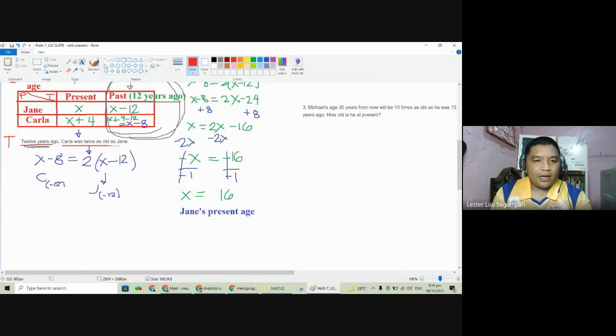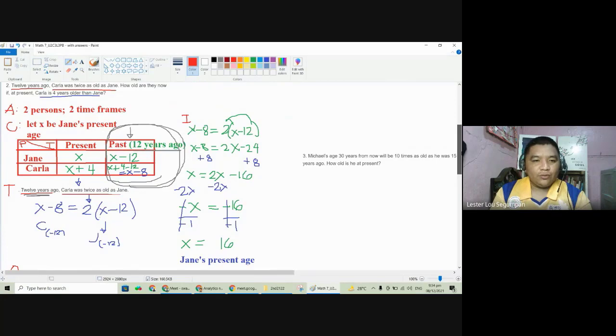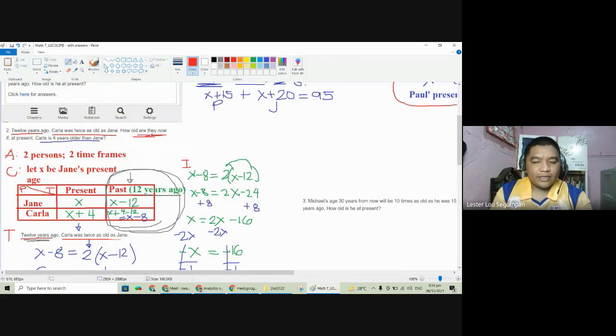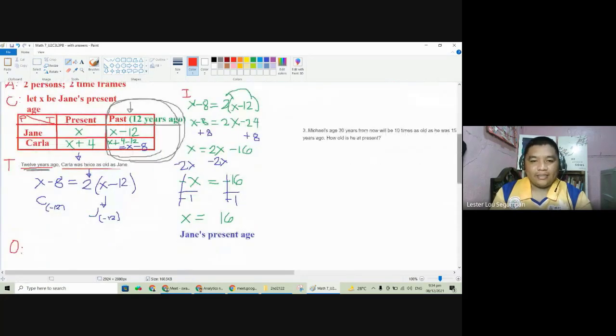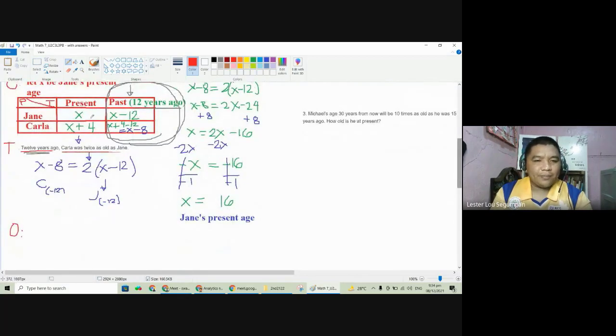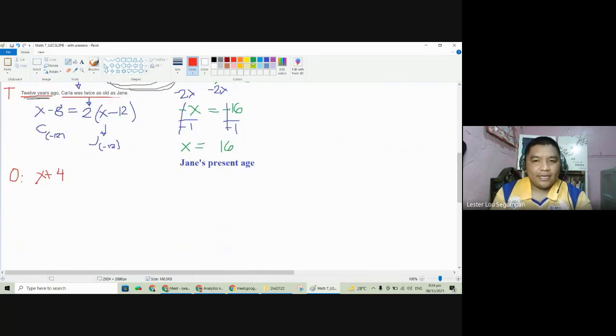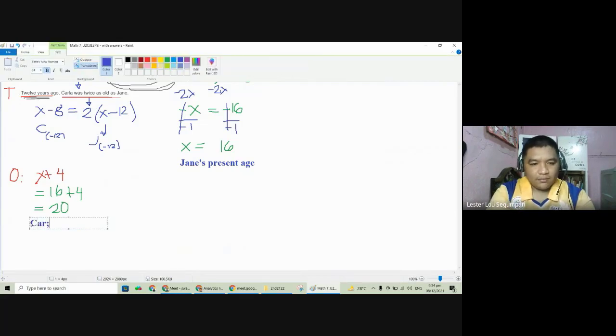Let us try to overplay this. Let me go back here for overplaying, because we also need to determine how old they are. Carla's present age is represented by x plus 4. So x is 16. You will have here 16 plus 4. So Carla should be 20 at present. This is Carla's present age.